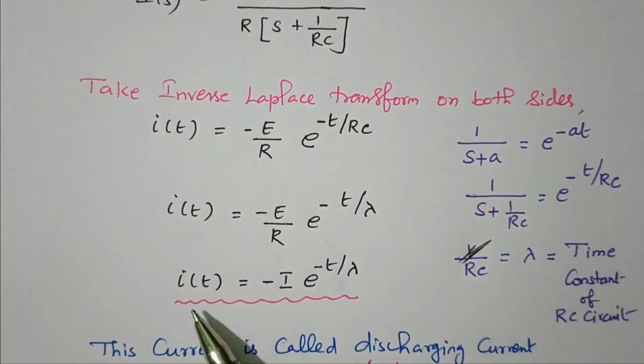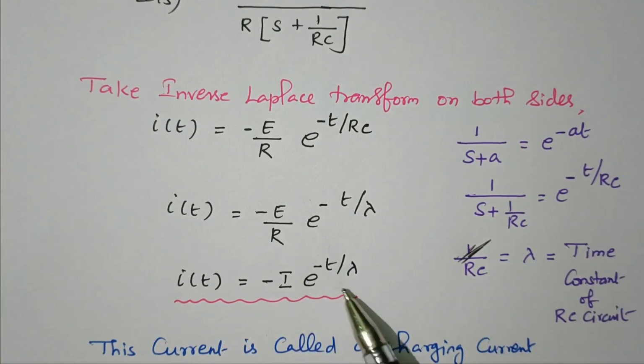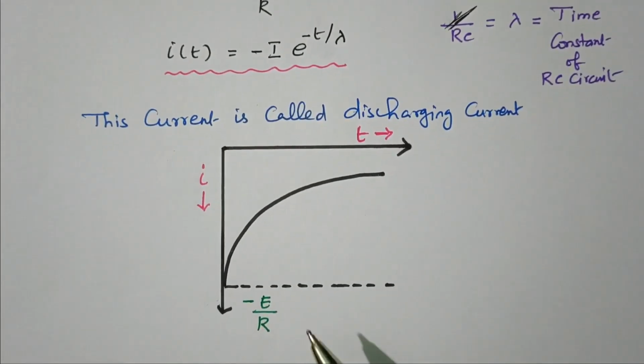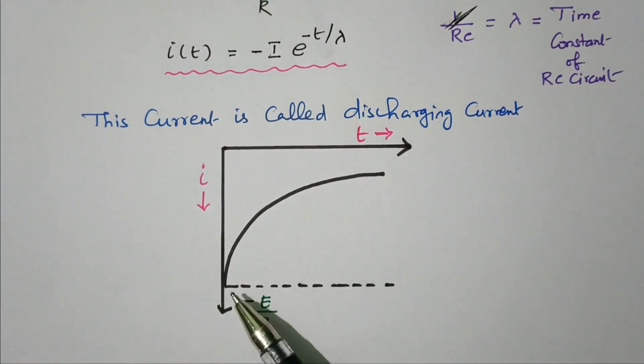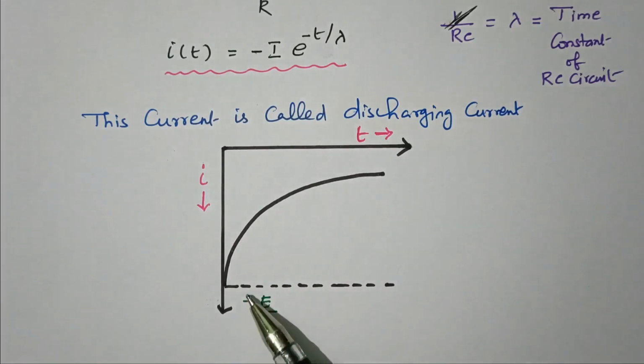So finally we got I(t) equals minus E by R, which is I, e power minus t by lambda. So this is the final equation. From analyzing the equation, e power minus t means it is decreasing in nature, but in the negative region. Minus is there, so it is a negative region, so the current is called a discharging current. This is minus E by R. So this is called a discharging current.